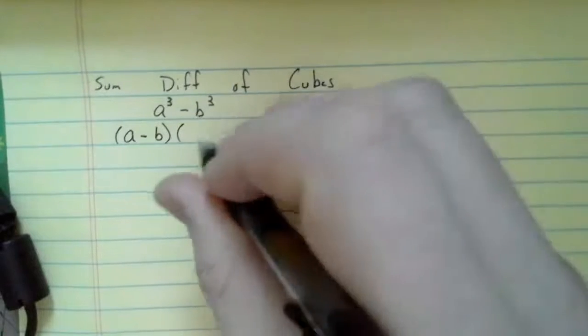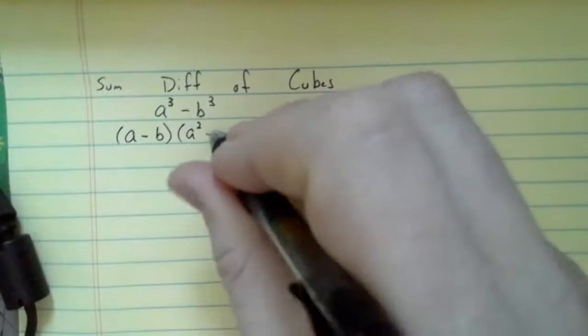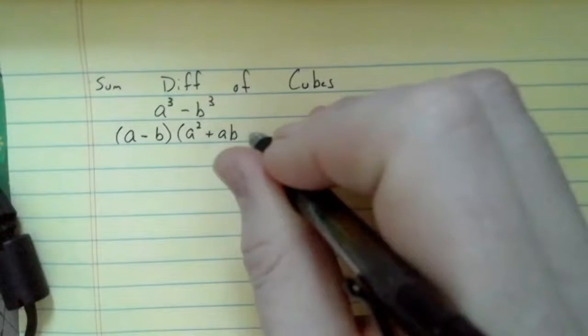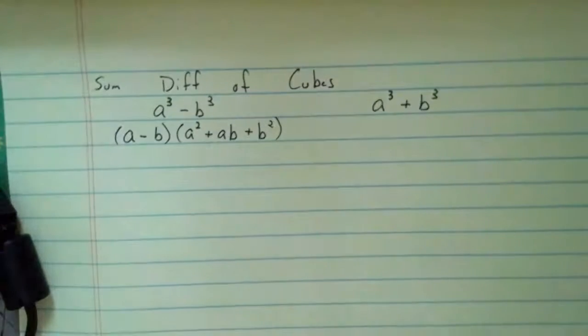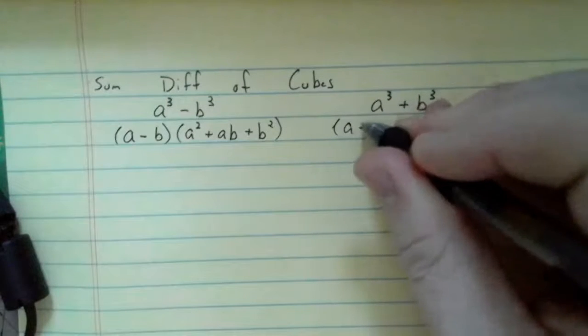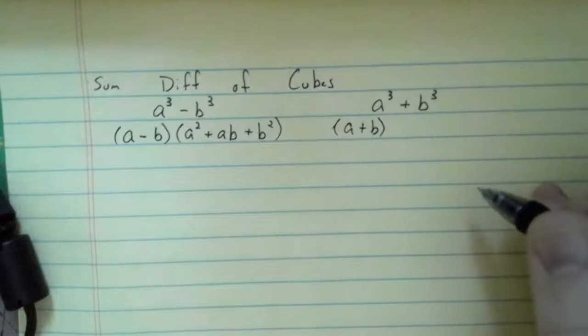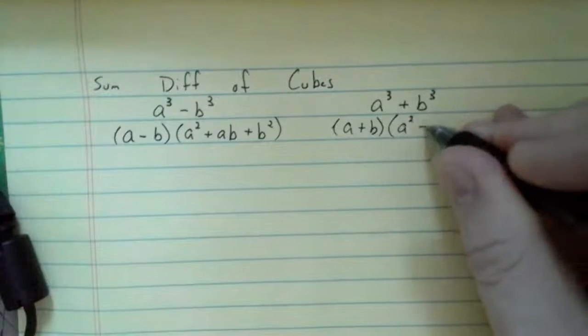Now the trinomial looks a little weird, right? It's going to go ahead and be a squared plus ab plus b squared. Okay. This one over here, first binomial is going to be a plus b. Right? And then the trinomial this time is going to be a squared minus ab plus b squared.